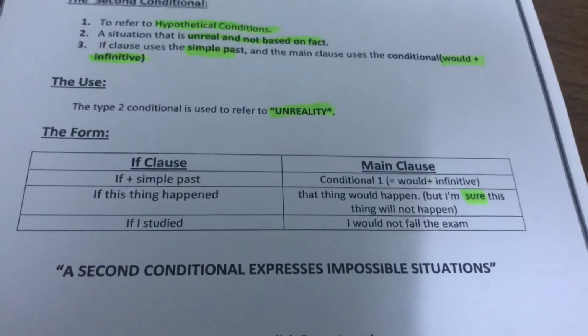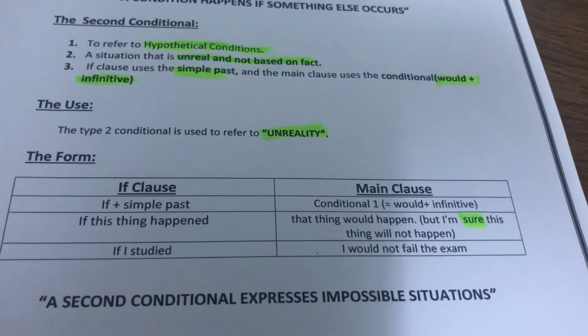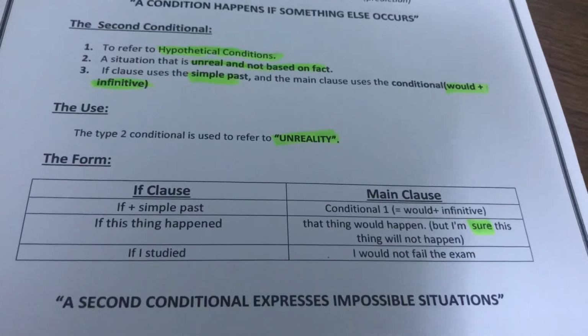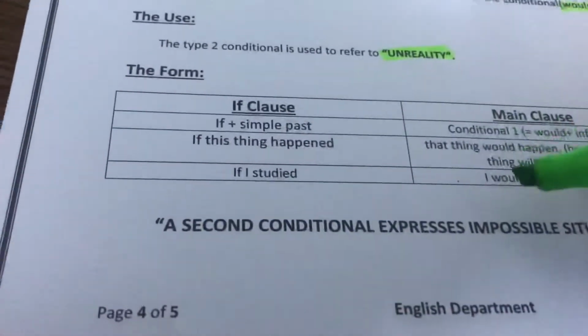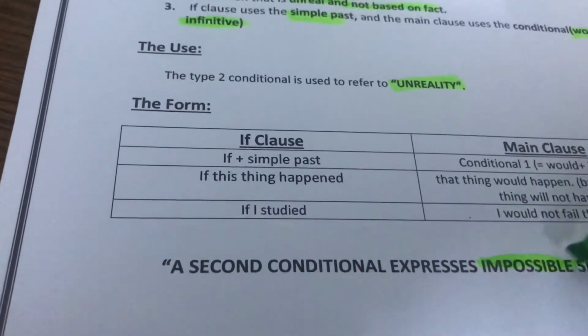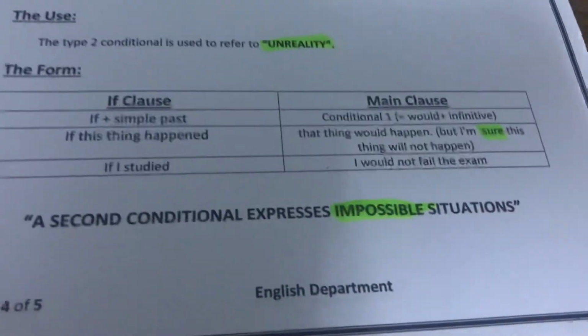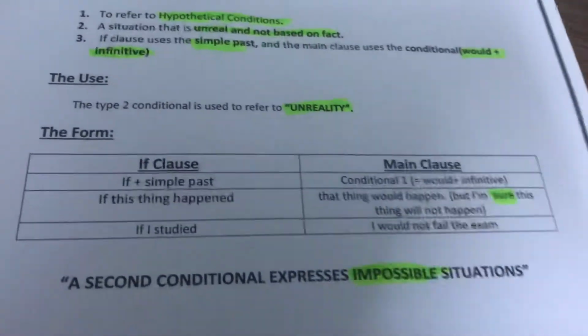So the summary of this second conditional issue is that the second conditional expresses impossible situations. It expresses impossible situations, situations that cannot happen.